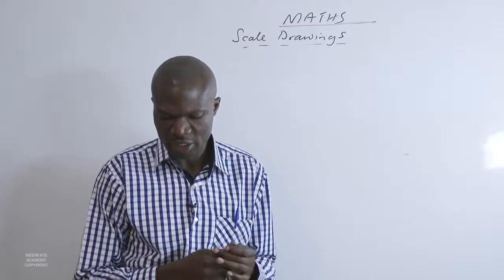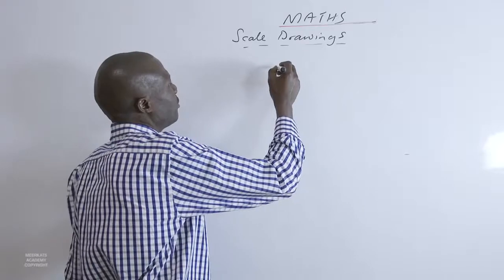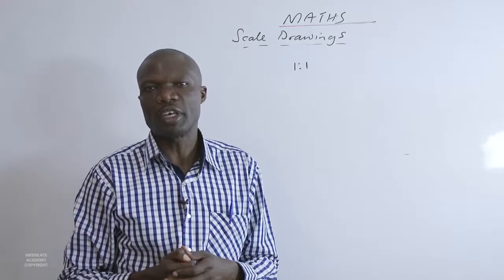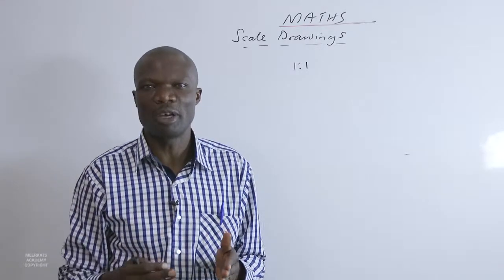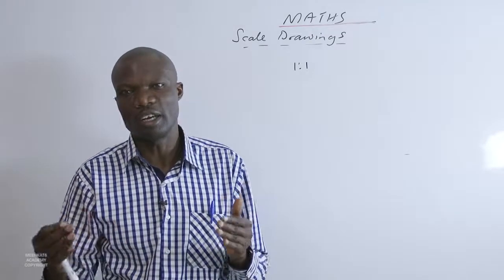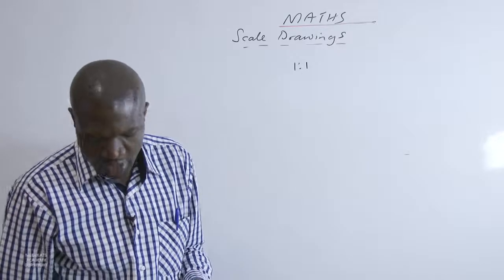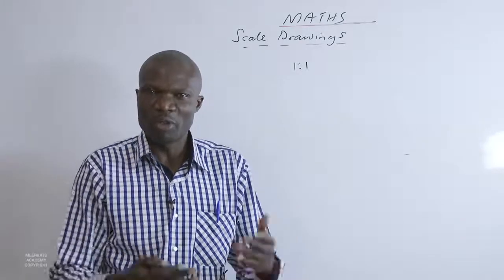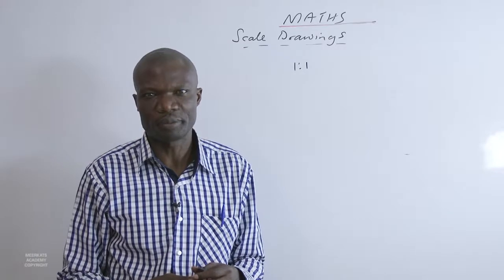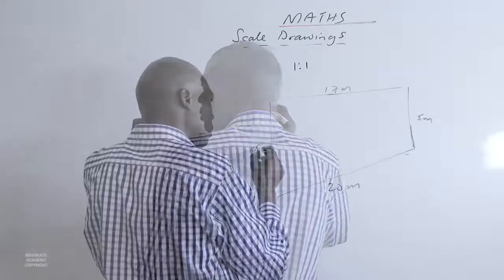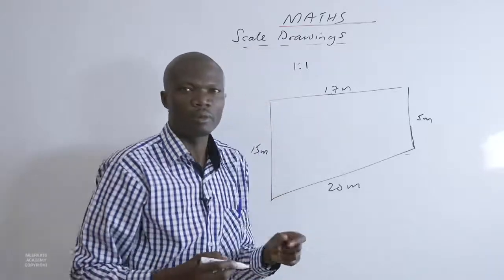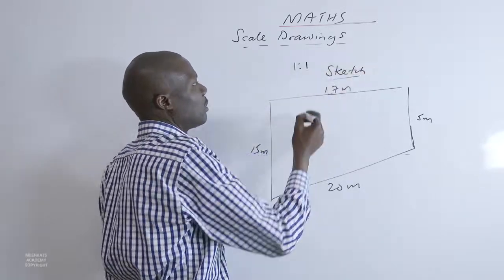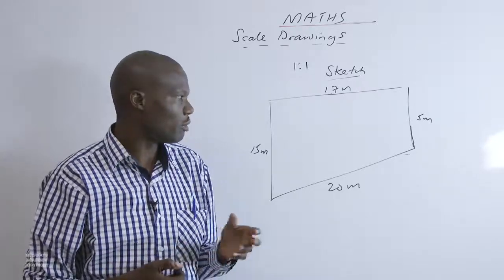If a scale drawing has a ratio of 1:1, this means that what we have as a real object is exactly the same as what we have as the drawing. A good example is a practical map, and I want us to take a simple look, maybe even at a compound of the school. This is just a sketch. Maybe our compound of the school looks like this.